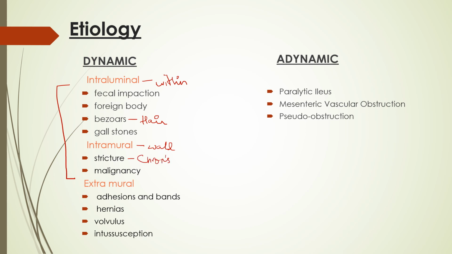The extramural causes extend beyond the bowel wall, for example, adhesions and bands, hernias, volvulus, and intussusception. We're going to learn about them shortly. The adynamic causes include paralytic ileus, mesenteric vascular obstruction, and pseudo-obstruction.